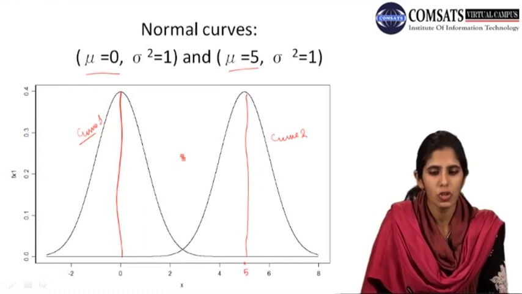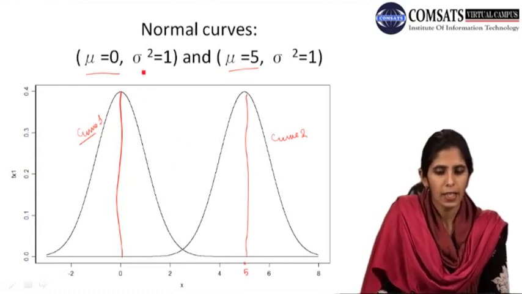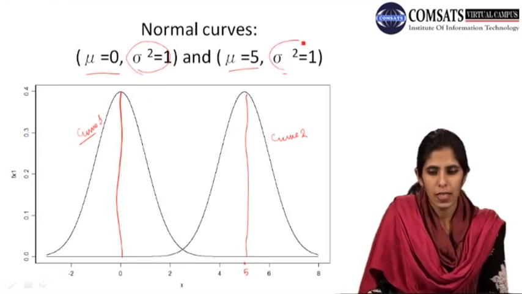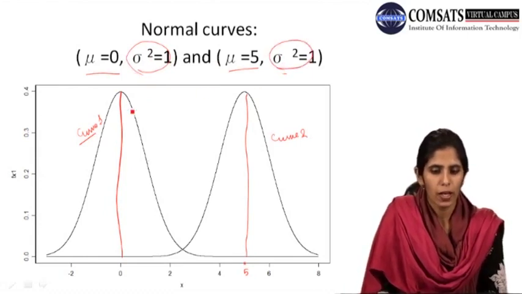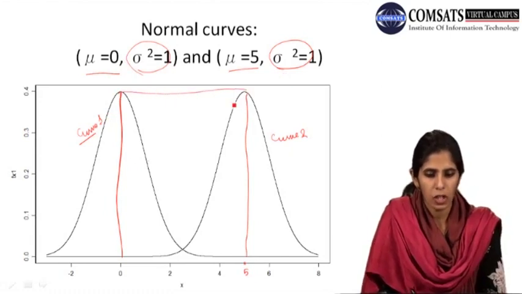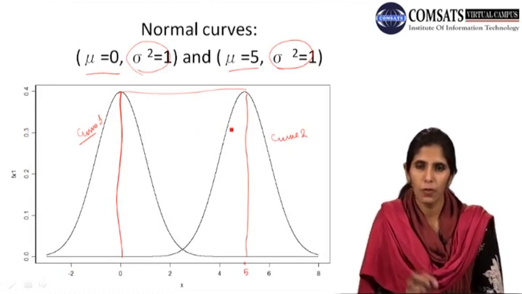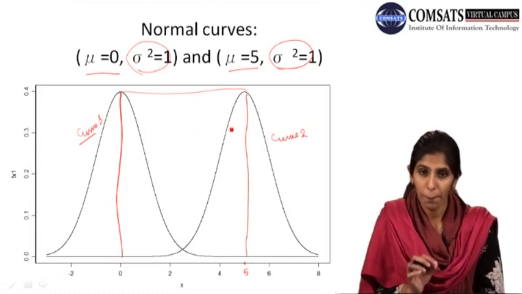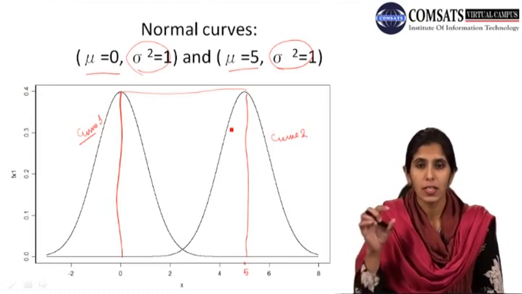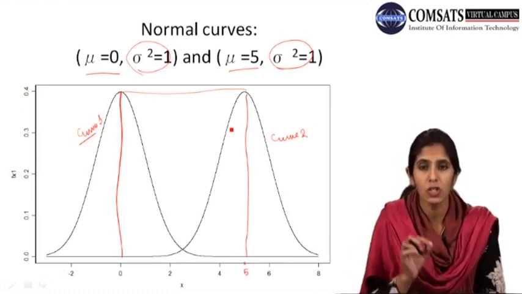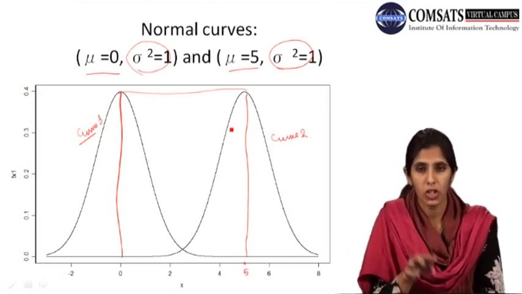Now the point which is notable here is that in both the curves the variation or variance is similar, which is equivalent to 1. So if it is equivalent to 1, the height and the shape of the two curves are similar. If the height and shape of two curves are similar but their position is changed, this position is changed on the basis of the change in mean.